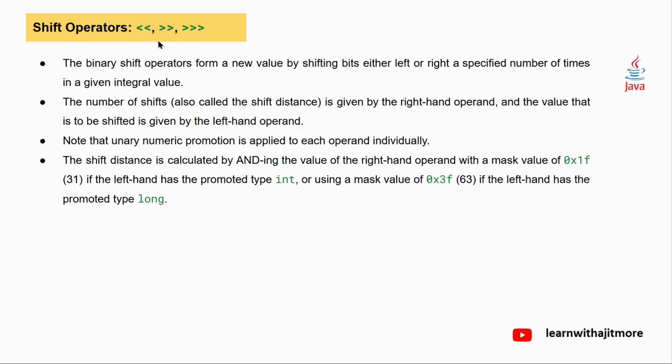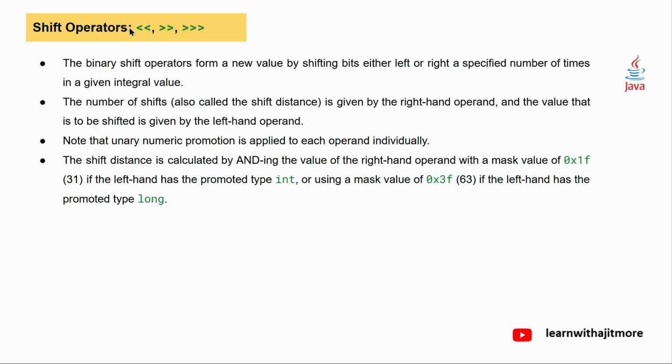And how many times you have to shift? That is in the second operand. And what is to be shifted is in the first operand. So the number of shifts, also called the shift distance, is given in the right hand operand, and what is to be shifted is given in the left hand operand.